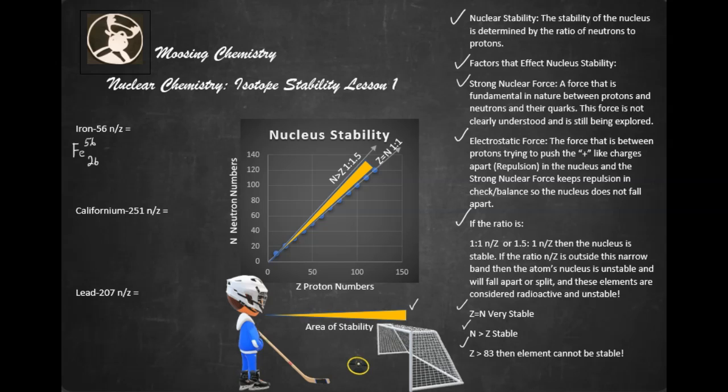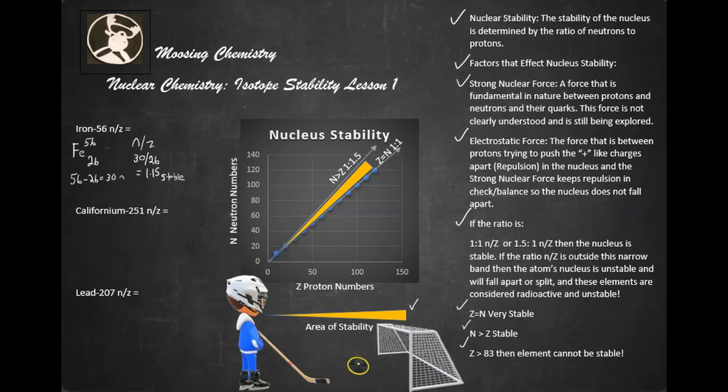So if we want to know the number of neutrons, we have to go 56 minus 26, which will give me 30 neutrons. Then we do the N over Z to see our ratio. So we take our number of neutrons, which is 30, divided by our atomic number, Z, which is 26. We're going to get a 1.15 ratio there. So this is considered stable.